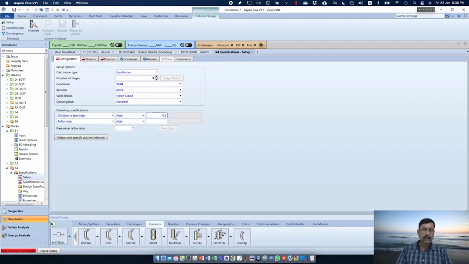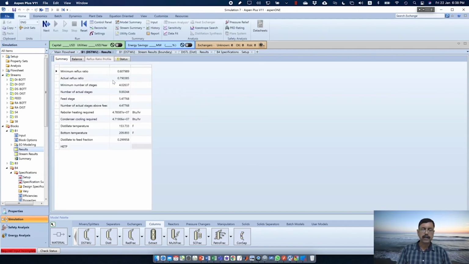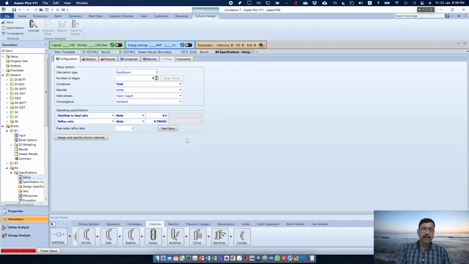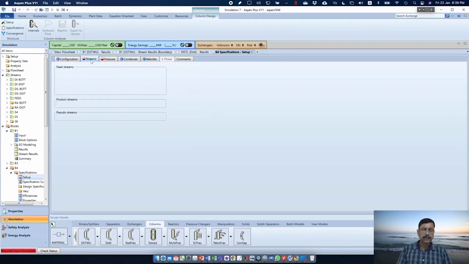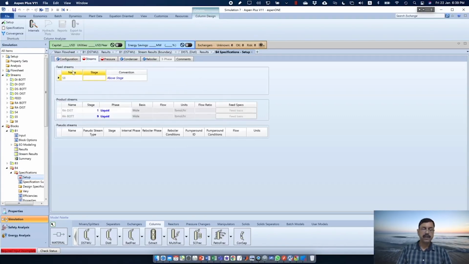And reflux ratio, that also we know, it is 0.790385. So here, all the information that we have got from shortcut distillation. So shortcut distillation block is very useful for giving you the first approximation of this. We can fine tune it later. Streams, the feed stream, the location of feed stream, we know it is stage number 5. So not above, it is on stage number 5.